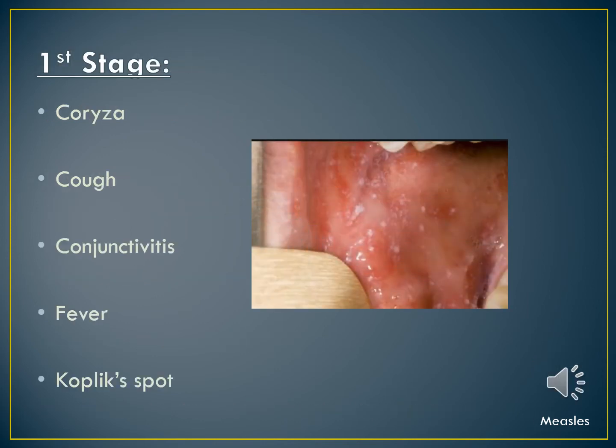The first 3 days are dominated by the 3 C's: coryza, cough, and conjunctivitis. Coryza is the inflammation of the mucous membrane of the nose, causing runny nose. Cough is typically brassy and uncomfortable, and conjunctivitis causes red, watery, and photophobic eyes. These are usually accompanied by fever.